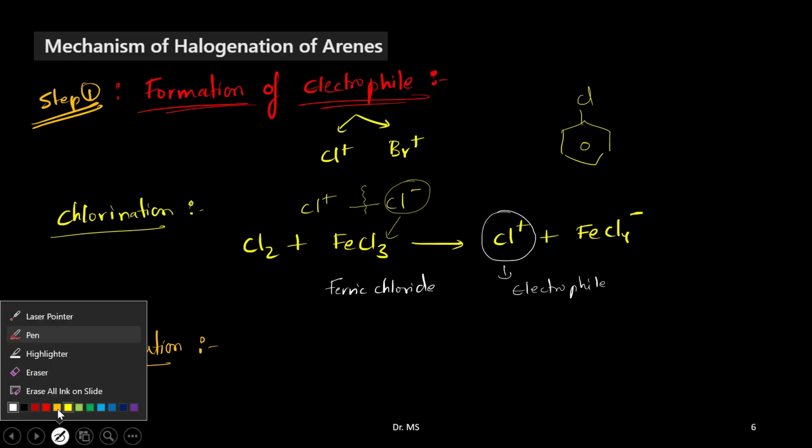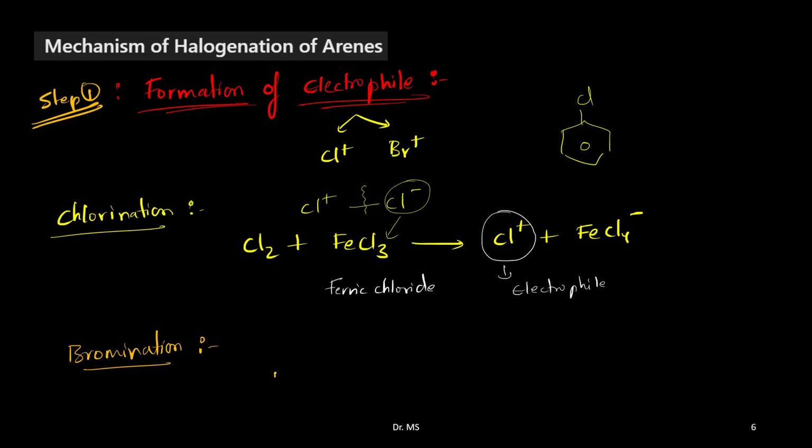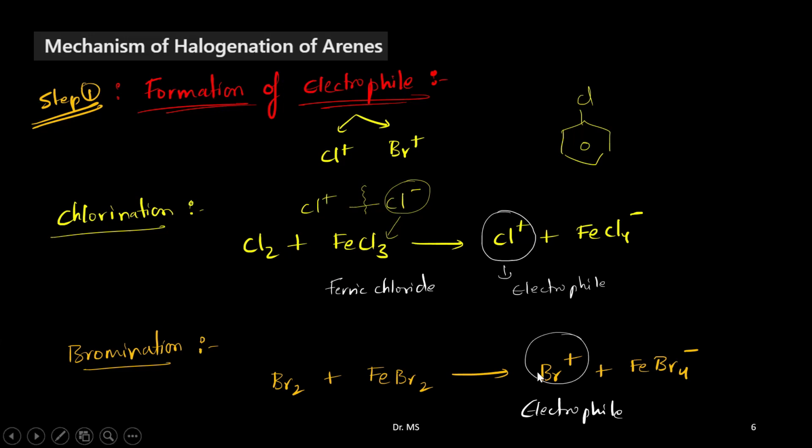The same happens with the bromine as well. So what happens with the bromine? You have the Br2 and you are reacting with the iron bromide. Okay. And this is called the ferric bromide. And this happens to break the bond between the bromine and bromine. So you are getting the electrophile here. So the same reaction. So here you got the electrophile. So this electrophile formation is step one. Understood? So what is step one?